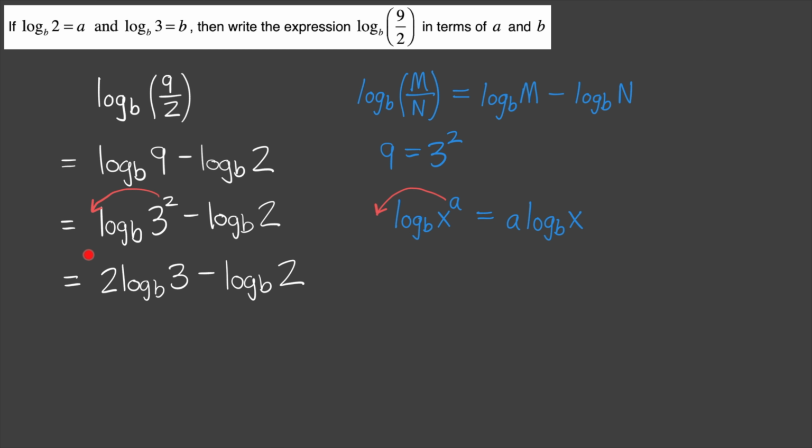All right, so now we've transformed this log expression into an expression that has log of 3 and log of 2, which is great because we can substitute now b in for log 3 and a for log 2. So let's go ahead and do that substitution. So it's become 2 times b minus, and then log of 2 is a. There it is. So we have successfully transformed our log expression in terms of a and b.